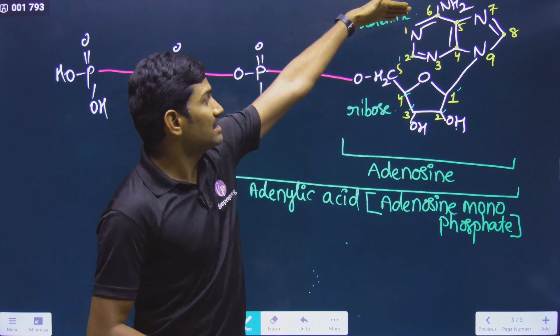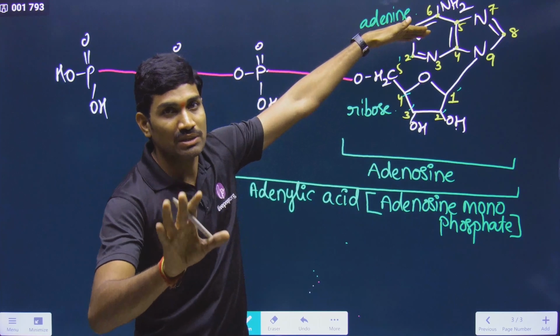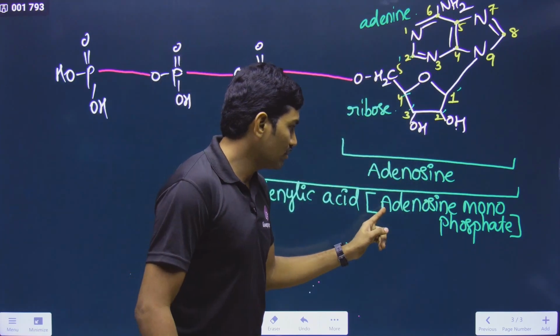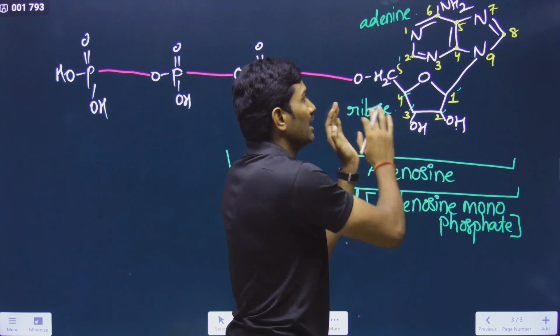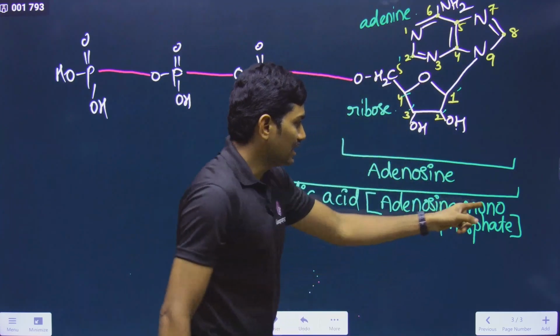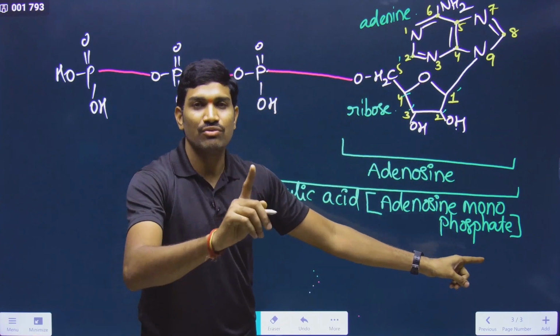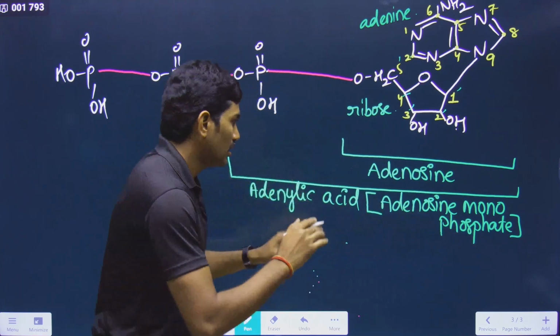Phosphate is not attached directly to the nitrogenous base. So please observe this. That is the reason why it should be called adenosine. First you need to say the name of the nucleoside. Then you need to say how many phosphates. If one phosphate, monophosphate. I hope you understood this.